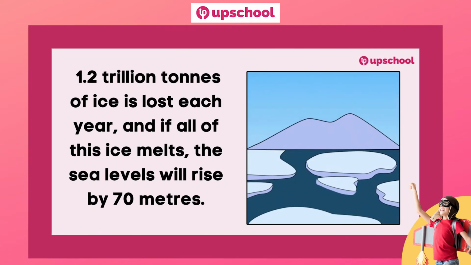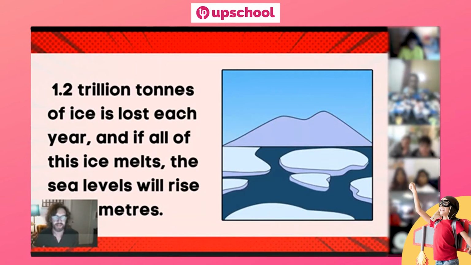Fact number 3. Here we go. 1.2 trillion. The numbers are getting so big now. 1.2 trillion tons of ice are lost every year. And here's the shocking fact for everyone. If all the ice melts, the ocean will rise 70 meters.